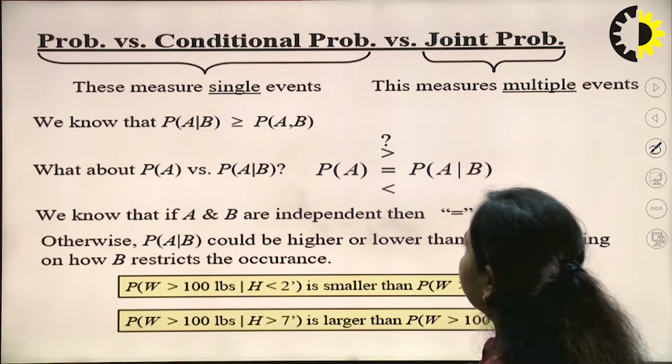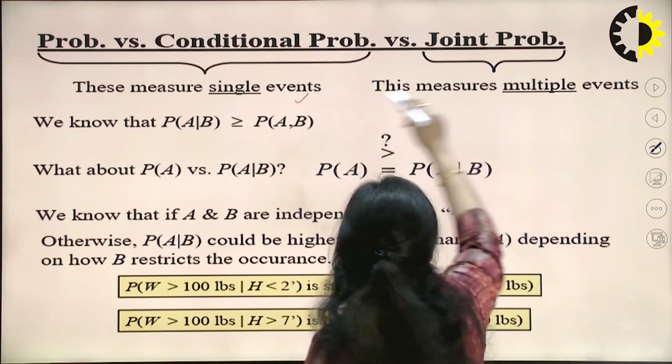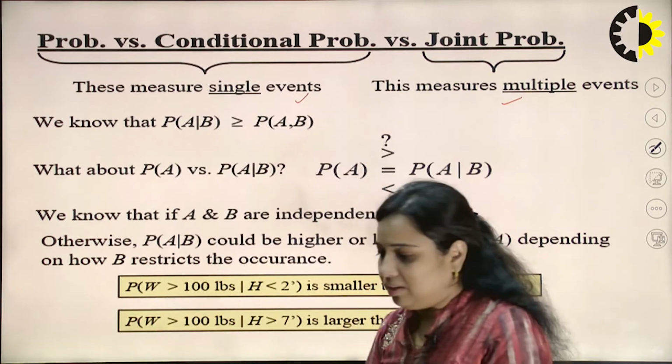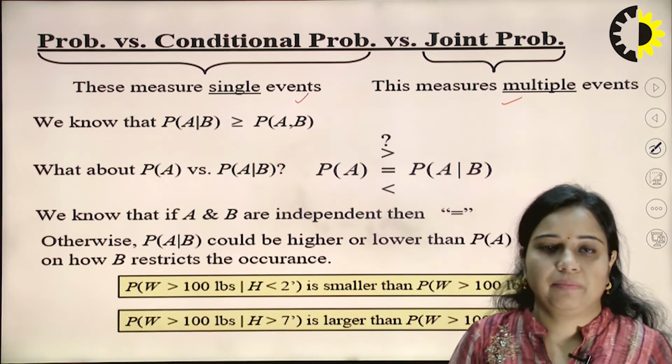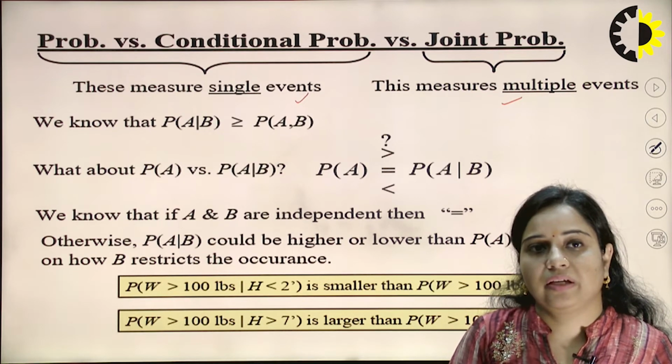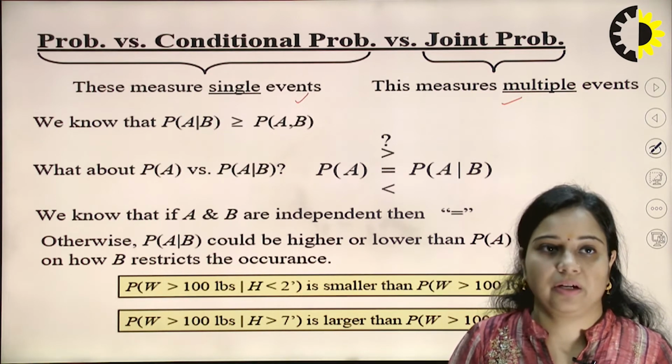So, this measures the single event and this will measure the multiple events. Multiple events means if we draw an outcome from an experiment, then multiple events will be there, and in single event there will be a single experiment that will be conducted.